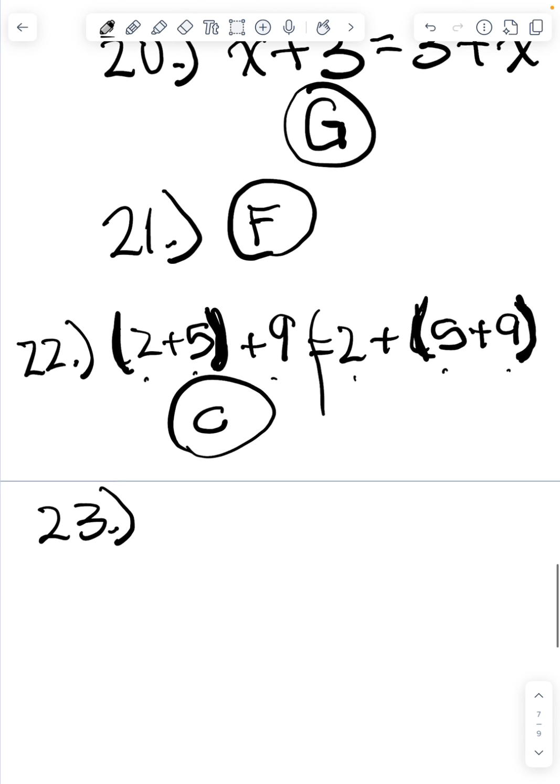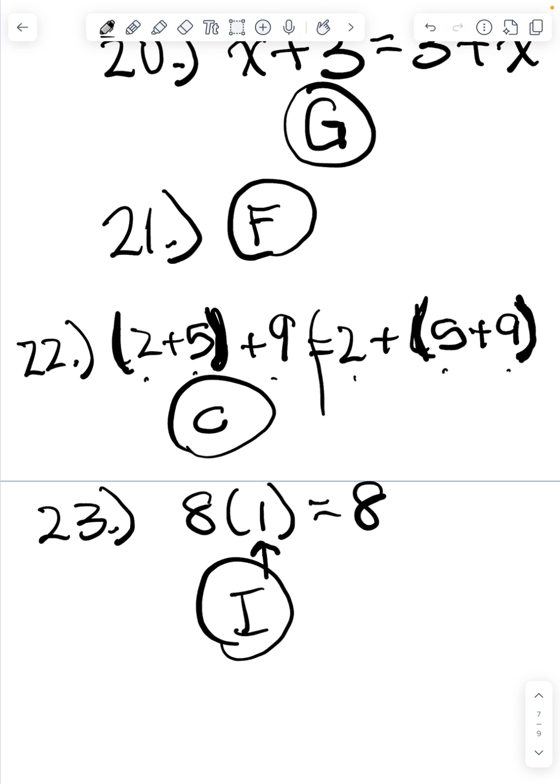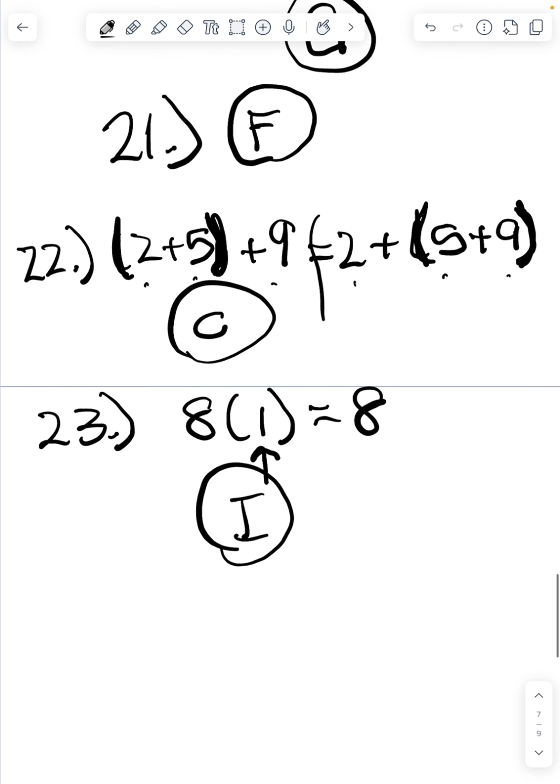Number 23, 8 times 1 equals 8. So I know it's going to be multiplication, one of those properties, and it's got a 1 in there. When you multiply by 1, you get the same thing back. We talked about a mirror happening here in class, which would be the identity property, like when you look in the mirror and you see yourself, your identity. So this is the multiplicative identity property.